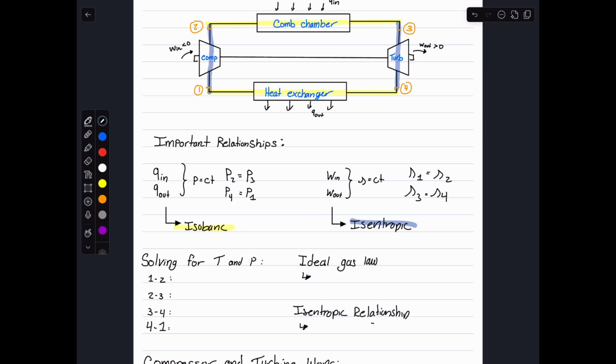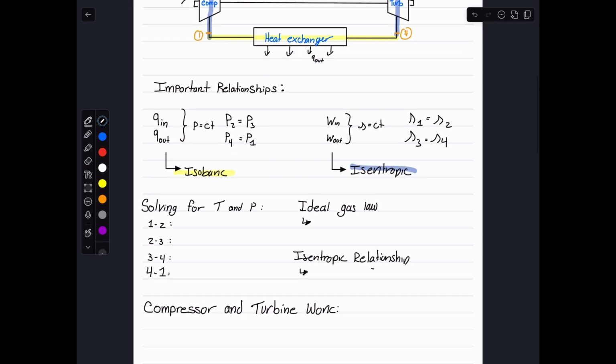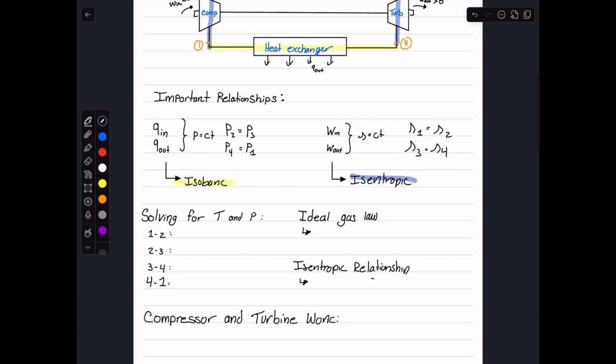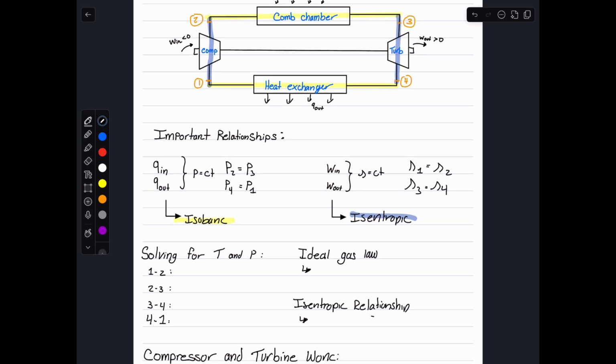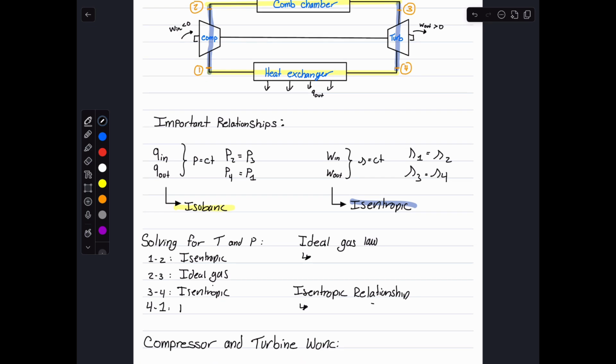Next, I'll be showing you how to solve for temperature and pressure. So we just talked about the isobaric and isentropic relationships. And so from 1 to 2, we need to use the isentropic relationship to solve for our temperature and pressure. From 2 to 3, we see it's yellow, and so we have to use isobaric, and the only isobaric relationship we know is ideal gas law. So I'll just write ideal gas. From 3 to 4, isentropic, so we need to use our isentropic relationship. And then from 4 to 1, we need to use ideal gas.